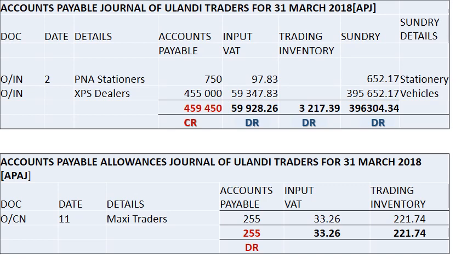For the accounts payable allowances journal, where we have recorded returns to our suppliers, returns reduce liabilities. Therefore, accounts payable as a liability will be debited, input VAT credited, inventory credited. If you add the two, it will give you the total of the debit.